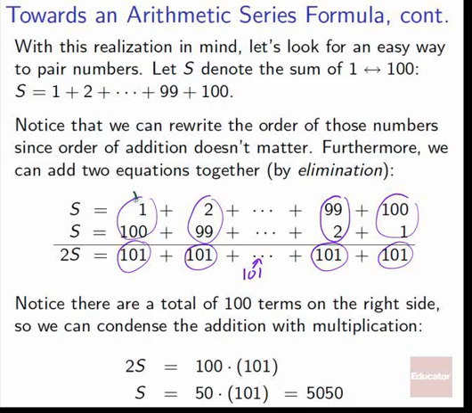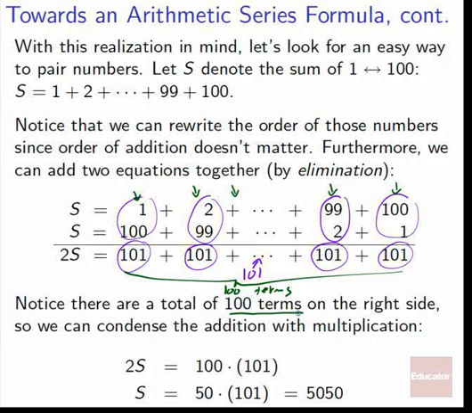How many terms are there total? Well, we had 1, 2, 3, ..., 99, 100. So we had 100 terms to write. So if we had that many terms total, even after we add them up and each one of them becomes 101, then we've got 100 terms total. So we've got 100 terms on the right side.